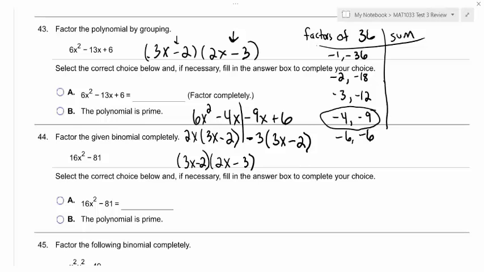Okay, so just to be clear, let's make sure we're good so far. If there are 4 terms, what's the only factoring method you've learned for 4 terms? Grouping. Grouping, good. If there are 3 terms, what are some of the different methods we've learned? The guess and check. Guess and check, or the AC method. AC method, those can work.